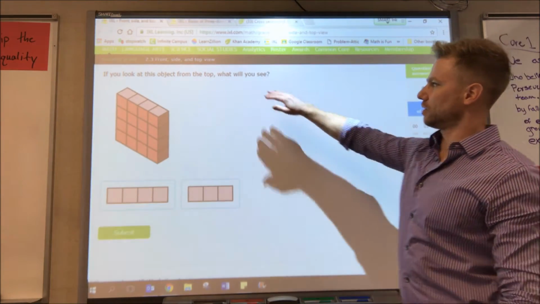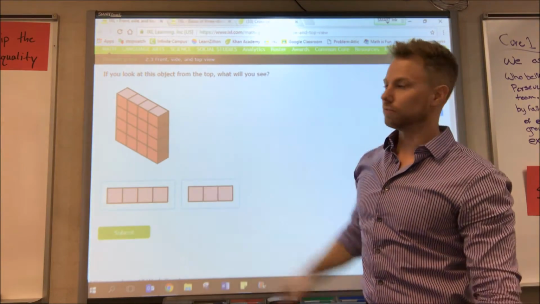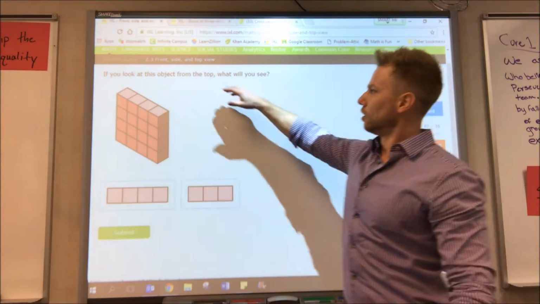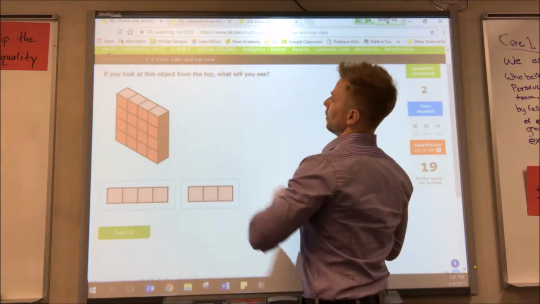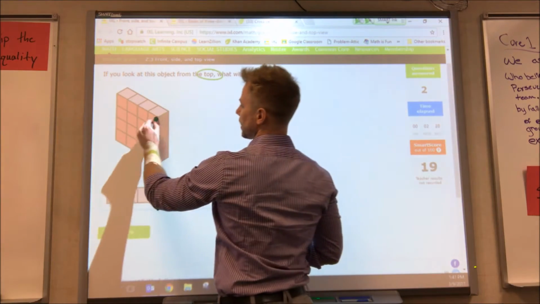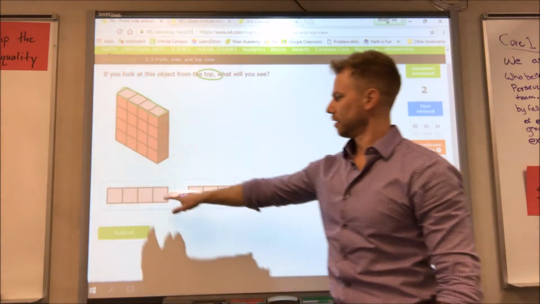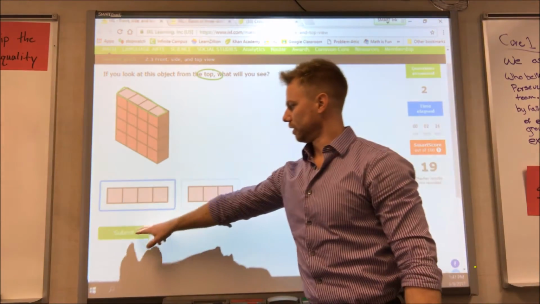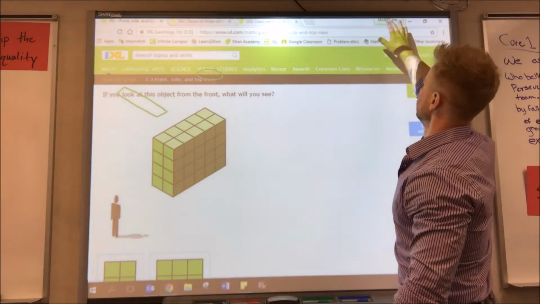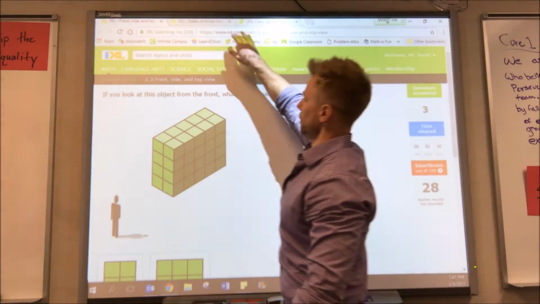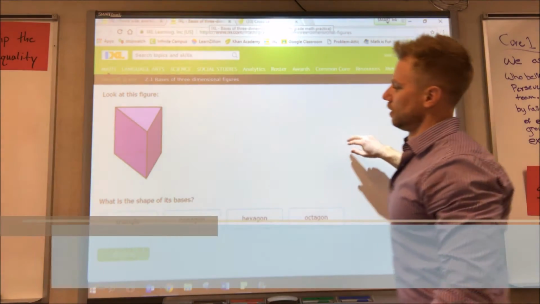It says if you look at this from the top, this time they don't have the little person for us, we just have to figure it out. We're looking from the top, what do we see? Well, if we're looking down at the top, we see those 4 blocks right there. This one's 4, that one's 3, so we want the first one. Good. All right, the second link.